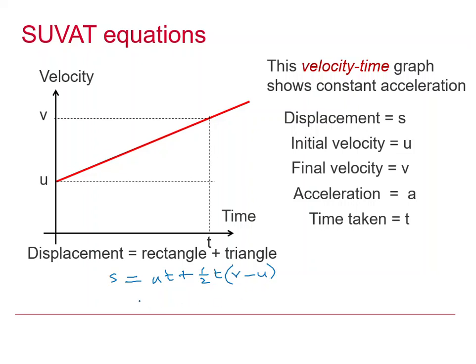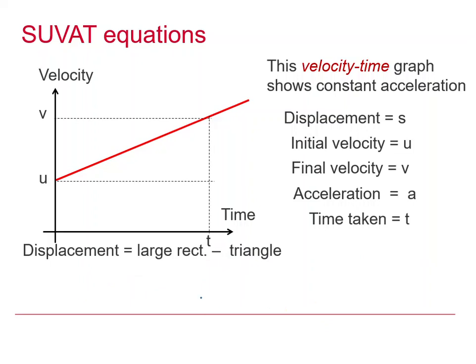Now that one, if we use the fact that v minus u is equal to at, gives us ut plus half at squared. That's because we had before that v minus u over t is equal to a. So if we replace v minus u by at, that's the equation that we get. There we are.